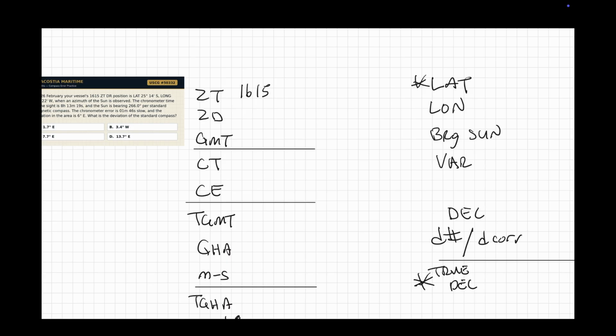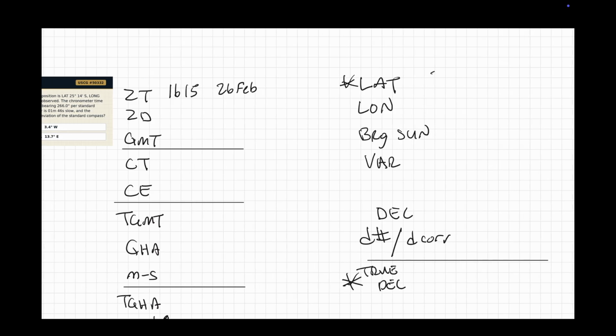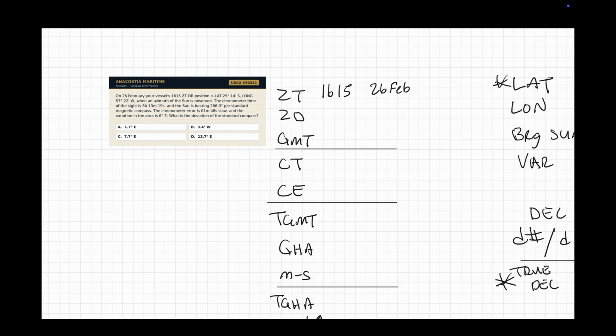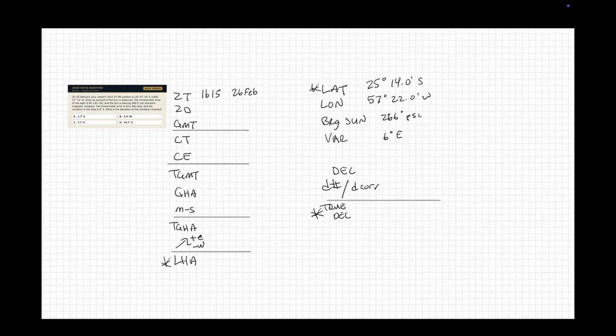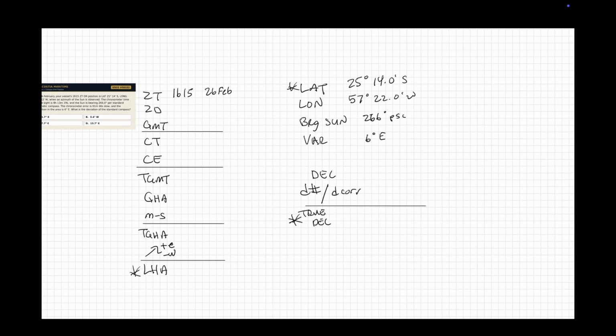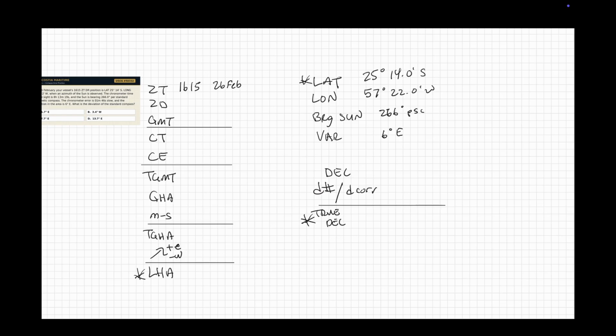1615, 26 February, okay? We have the latitude was 25 degrees, 14 minutes south, okay? Longitude is 57 degrees, 22 minutes west. The bearing is 266 PSC, and the variation is 6 degrees east, all right? That is what's given to us, okay? Hope you guys can see it. Working on my layout, okay?